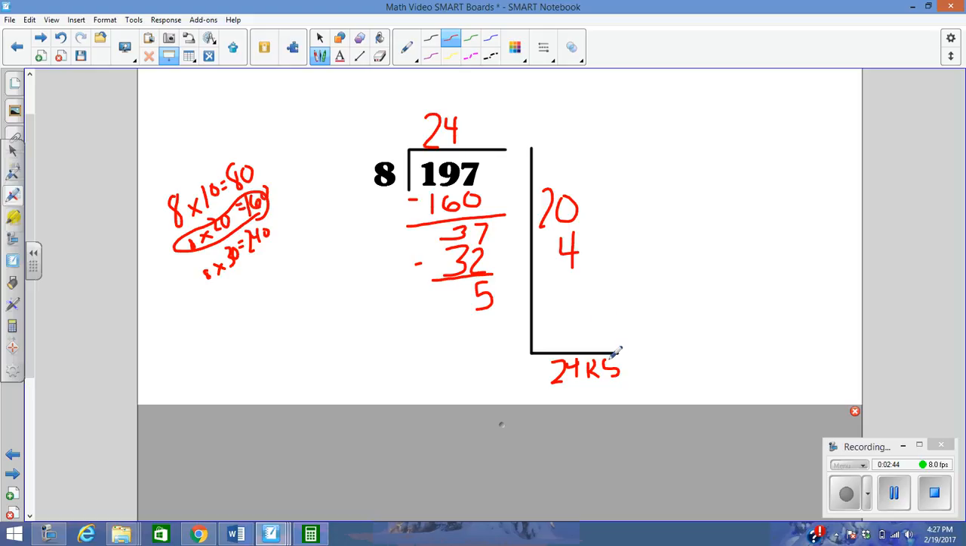If I wanted to write that remainder as a fraction instead, I would take the remainder of 5, write it as my numerator, and my denominator would be the number I'm dividing by, 8. So 24 and 5/8.